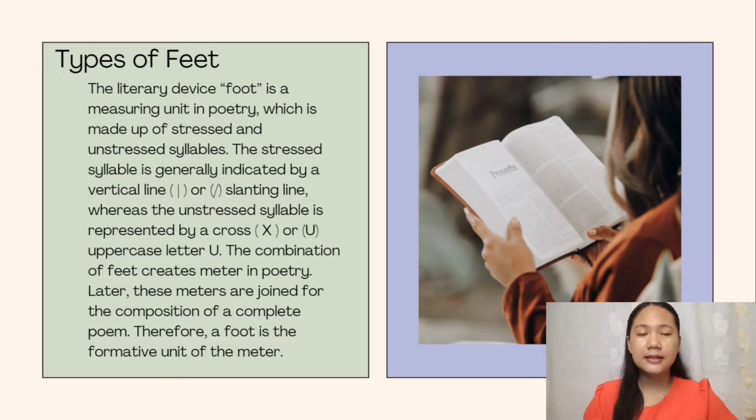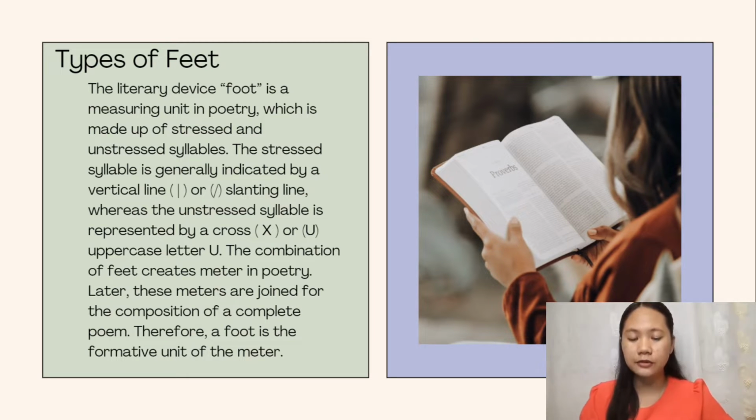Types of feet. The literary device foot is a measuring unit in poetry, which is made up of stressed and unstressed syllables. The stressed syllable is generally indicated by a vertical line or a slanting line, whereas the unstressed syllable is represented by a cross or the uppercase letter U. But in our examples later, we highlighted the words that are stressed for better understanding and better visualization.